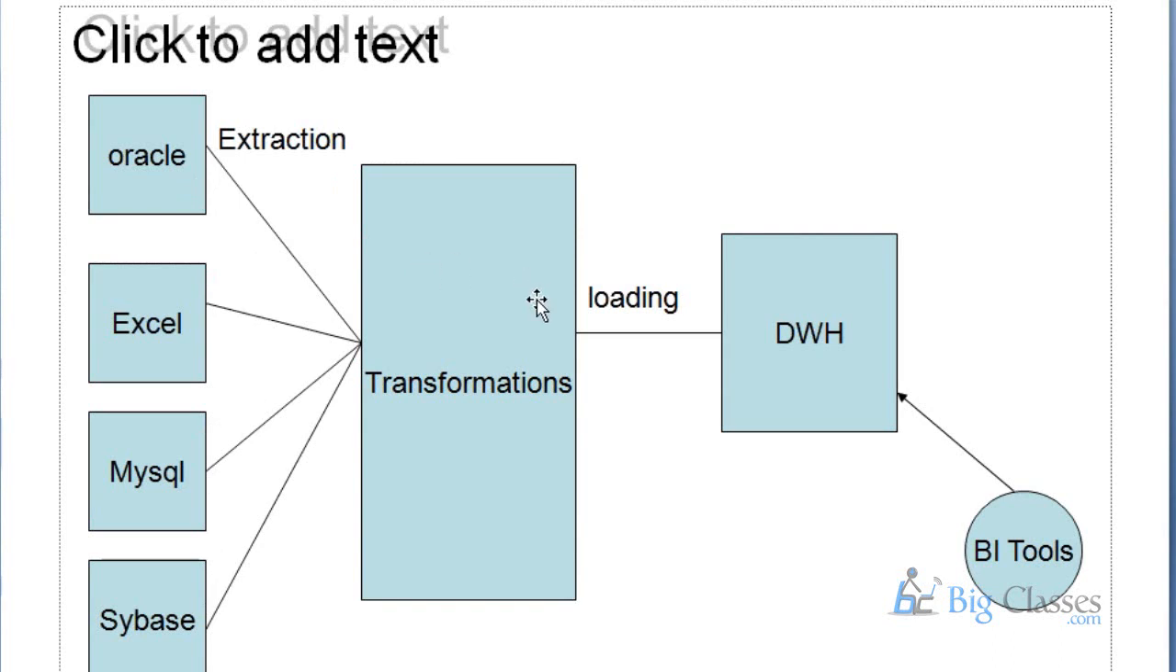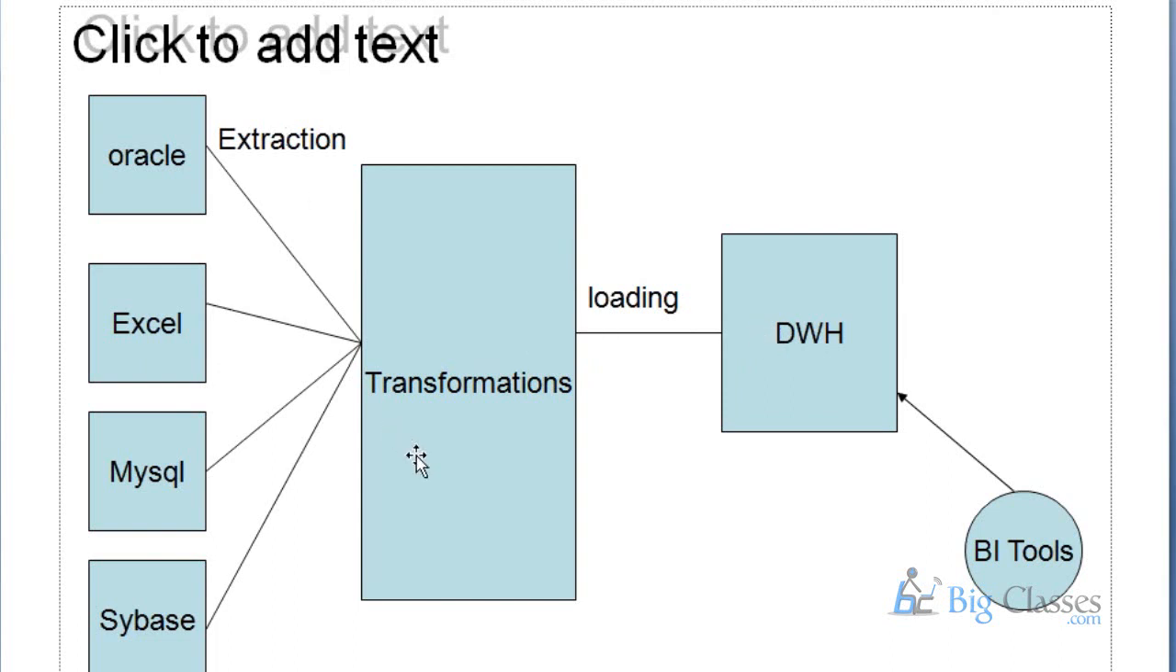So in the transformations, I'll apply some business logic: if the gender column is male and female, keep it as male and female. If it is 0, 1, make it male and female. In MySQL, even here, if it is M and F, make it male and female. So I'll just apply a transformation. I'll extract all the data, and in the transformation, the logic will be applied, so it will be converted into a consistent way, and that would be loaded into the data warehouse.